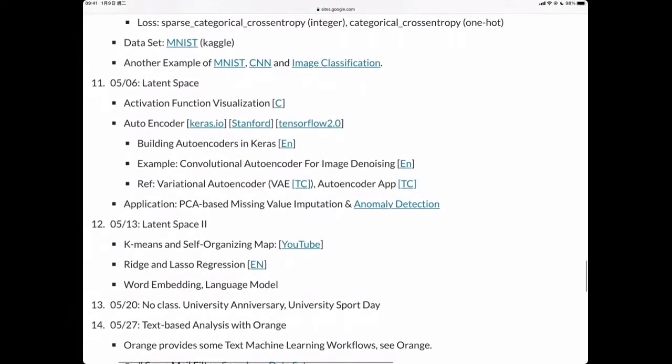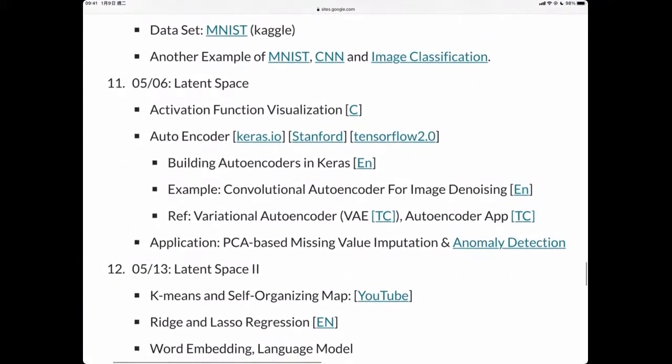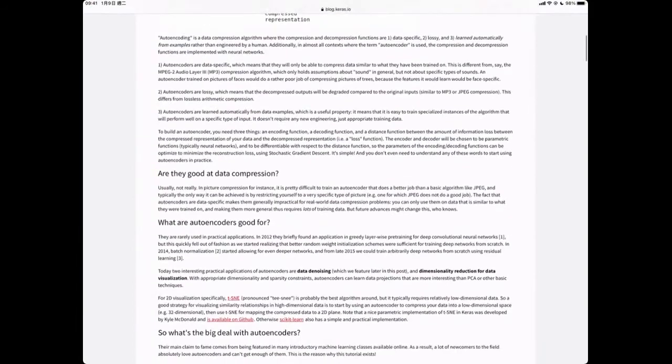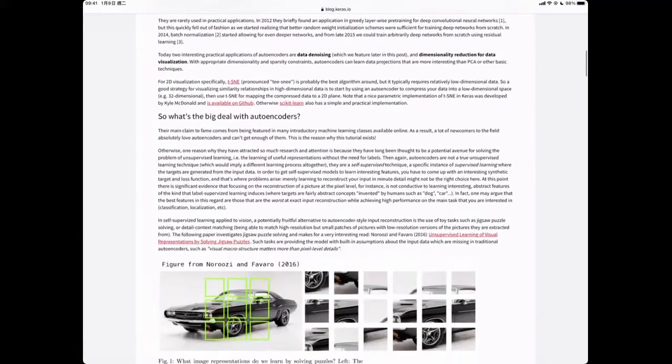So next is the latent space, and we will talk about autoencoder and some complex problems if you use neural network. So the first one is autoencoder. Of course, I provide several different examples right here from Keras, same as TensorFlow. Basically you can just take a look at these autoencoders. They have codes, they have explanation if you don't follow what I'm talking about right here.